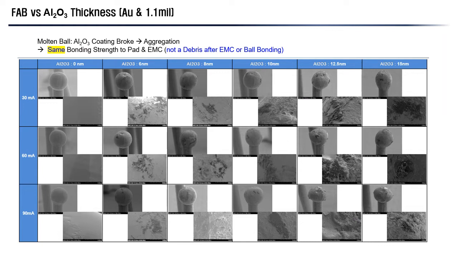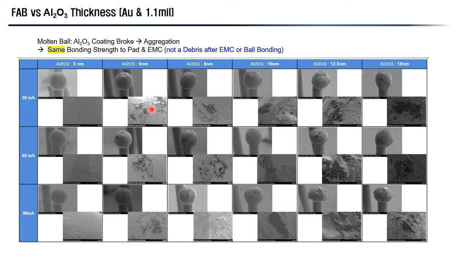On this slide, you're seeing a free air ball for the aluminum oxide thickness of like 0.6 all the way up to 15 nanometer on a 1.1 mil diameter of aluminum oxide coated gold wires. A bond wire was melted to form a free air ball, and it solidified. And you can see the aggregation of aluminum oxide on the ball because wire was molten, but aluminum oxide was not. The melting point of the aluminum oxide is greater than 2000 degrees C.